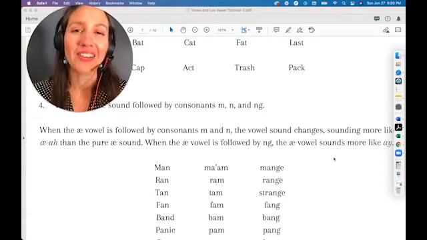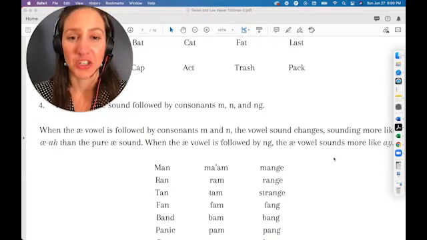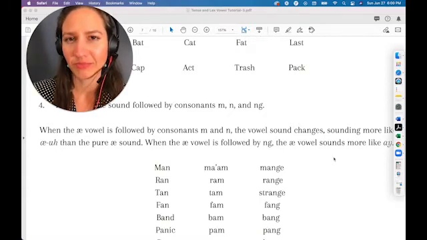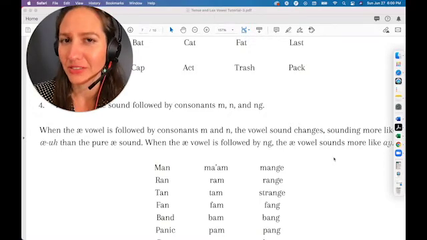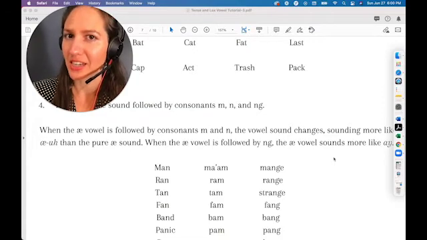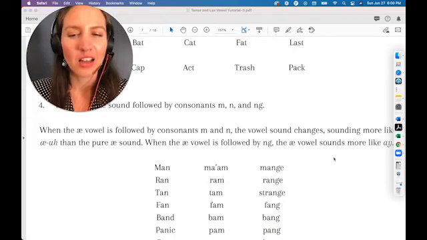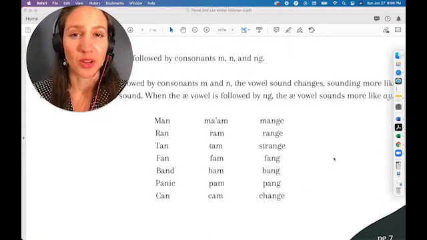When the ah vowel is followed by ng, the ah vowel sounds more like a. Range, change. Do you hear it? Let's read these words going across.